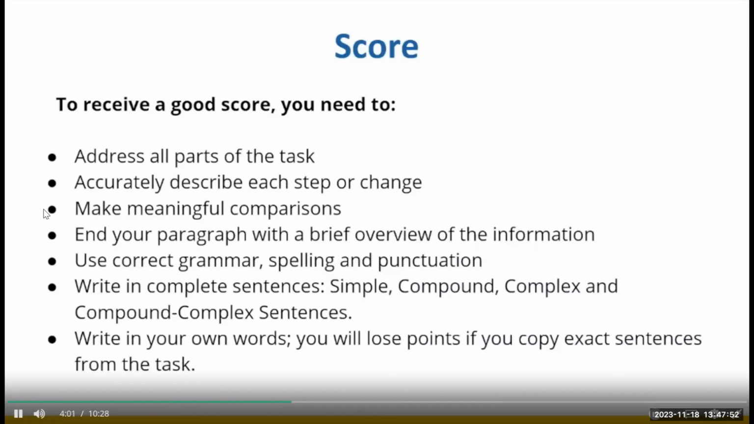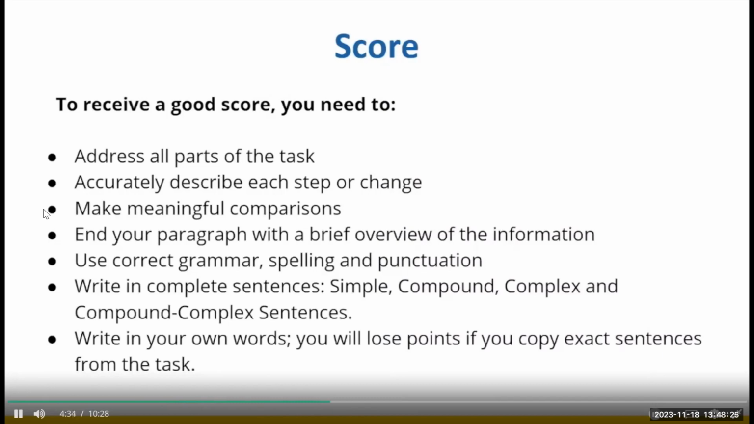Another very important part is ending your paragraph with a brief overview of the information. And again, your grammar, spelling, and punctuation are very important because this is writing, and these are important points for good writing. So make sure you have good grammar, you are checking your spelling and punctuation, of course. It's very important knowing where to put your period and comma and so on.